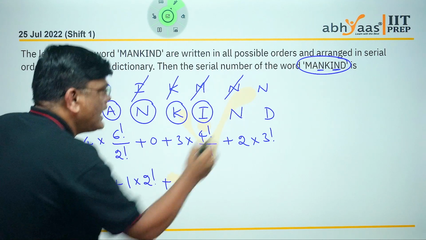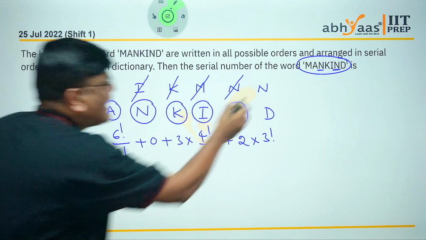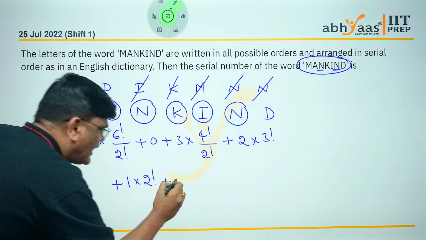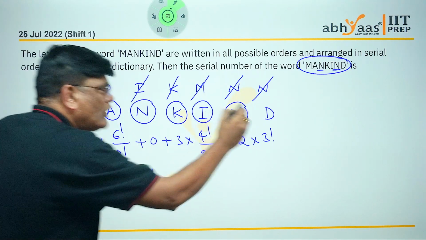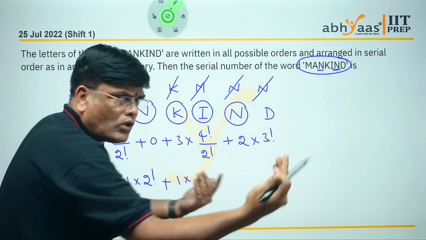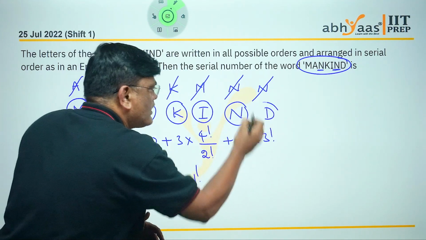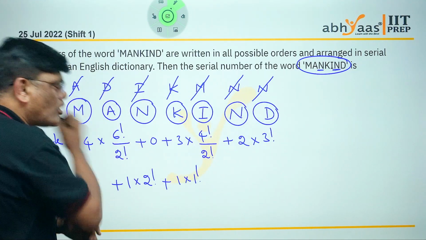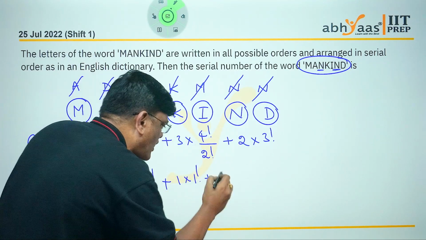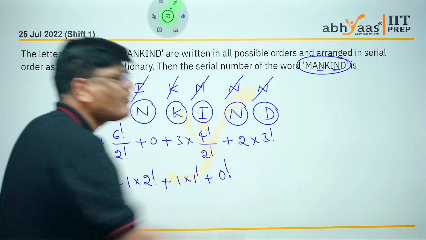Plus N circled and cancelled. Before N there is 1 letter, into, now the remaining letter is 1 only. In that no letter is repeated, including this. So 1 factorial. In the last, circle D and cancel D. Before D there is no letter, which means this is the last one. So we have to take 0 factorial.